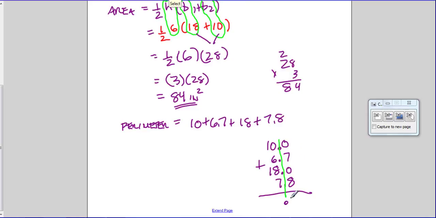So that's 7 and 8 is 15, carry a 1. 1 and 6 is 7. 7 plus 8 and 7 is 15. 7 and 15 is 22, carry a 2. 2, 1, and 1 is 4. So that is 42.5 inches. It's just inches, not square inches.